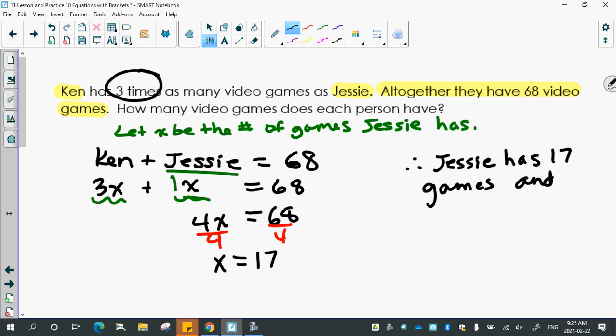And all we have to do is multiply 17 by 3 to get 10, right? And Ken has 17 times 3, which is 51. Yes, 51 games. So Jesse has 17, Ken has 51. Check and see if 51 and 17 adds up to 68. It does. You're done.